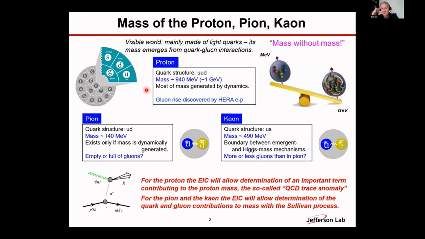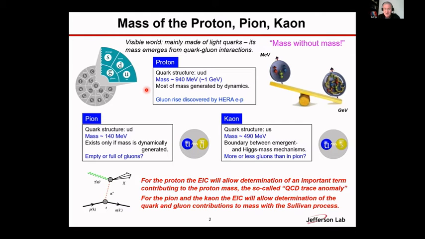Same with the kaon, mass about halfway between the pion and the proton. Has some similarity with the pion. It's essentially the same as the pion, you just change the down quark by a strange quark and you're done. And what you'll find is that the kaon is really a boundary between emergence and Higgs mass mechanisms. There are simple questions, like how do the gluons look in a kaon? Are there more or less than in the pion? And I'll come with some controversial statements later on because people have different opinions.